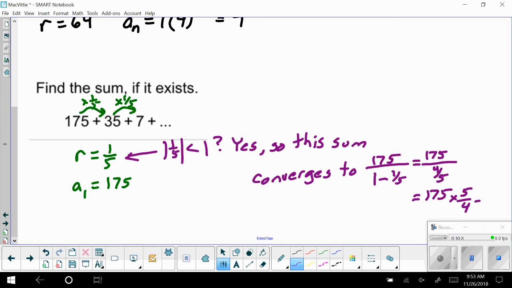which gives me a total here then of 218.75.